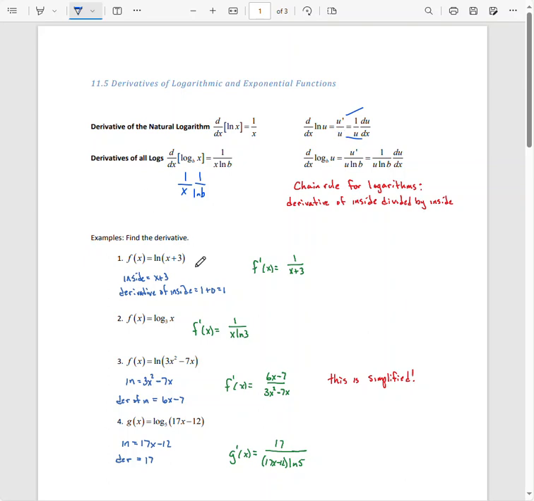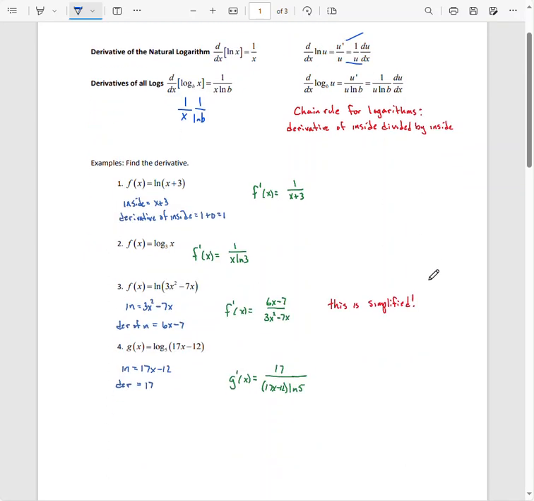That's how logarithms roll. So let's find some derivatives. If f of x equals the natural log of x plus 3, the inside of the natural logarithm is x plus 3. The derivative of x plus 3 is 1, right? Derivative of x is 1, derivative of 3 is 0. Derivative of the inside is 1, divided by the inside itself, x plus 3. Boom, done. The derivative is 1 over x plus 3.